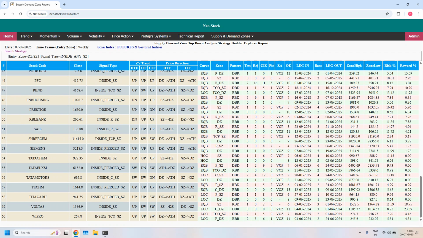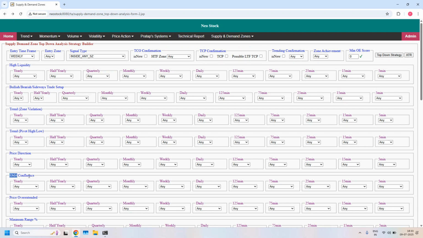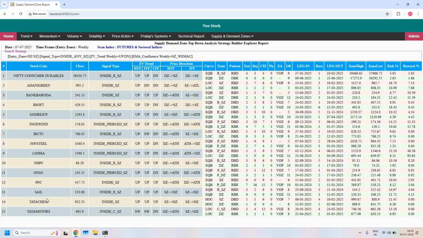Let us further filter this list by checking weekly supply zone having weekly EMA confluence. Weekly supply zone having weekly EMA. At the same time, trend on the weekly should not be sideways. It can be up or down. We got 15 stocks. So this is about the weekly time frame.